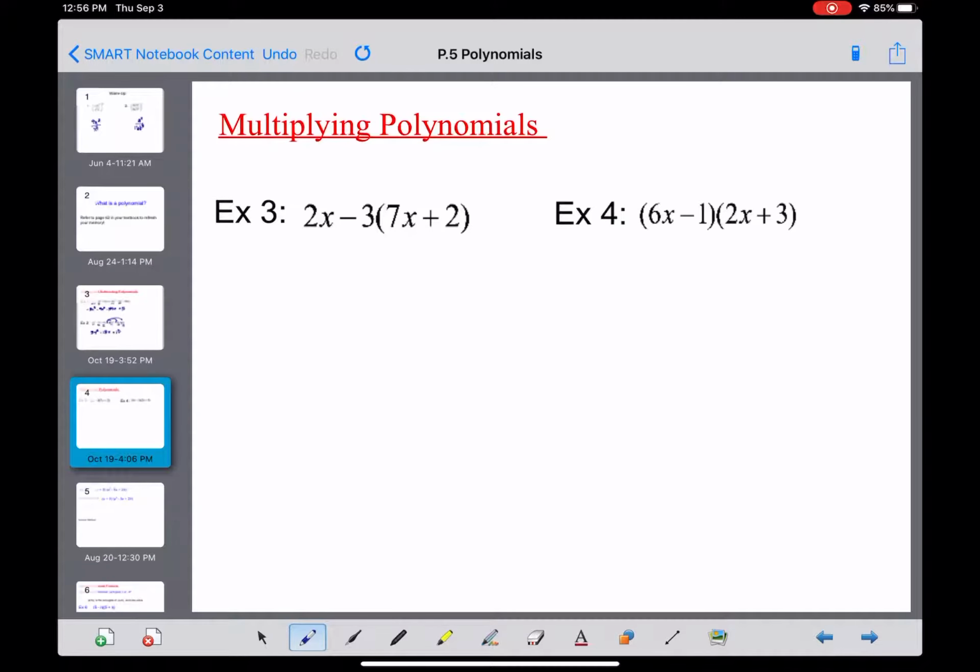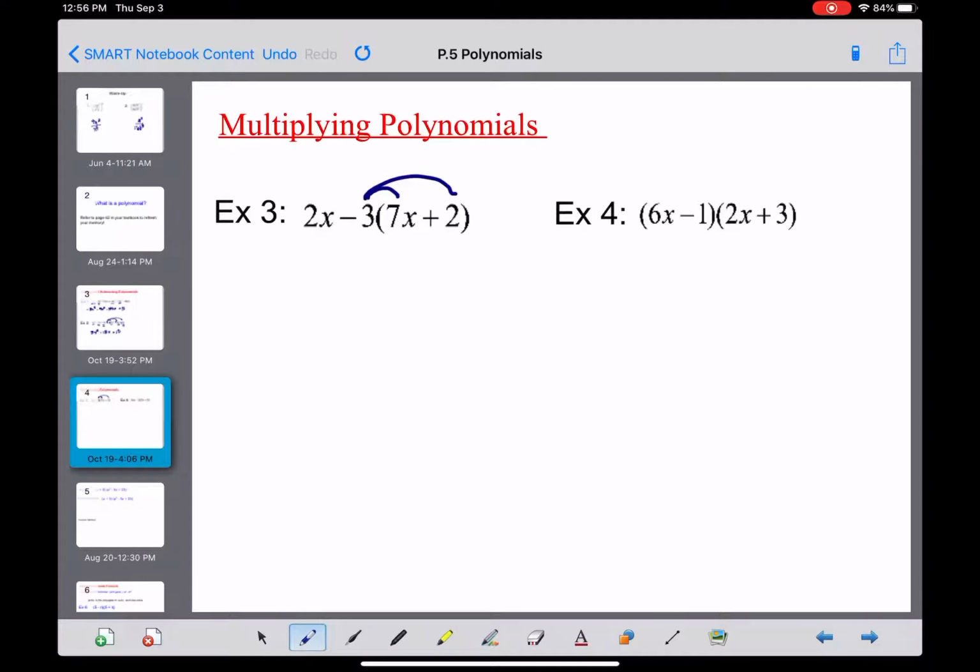Okay, multiplying polynomials. When we multiply, we are distributing, so the difference between example 3 and 4: example 3 doesn't have parentheses around the 2x minus 3. Example 4 has parentheses around that first binomial. So the difference is that in example 3, only the negative 3 is distributed. In example 4, everything has to be distributed. So the 6x and the negative 1. So that's when you FOIL.